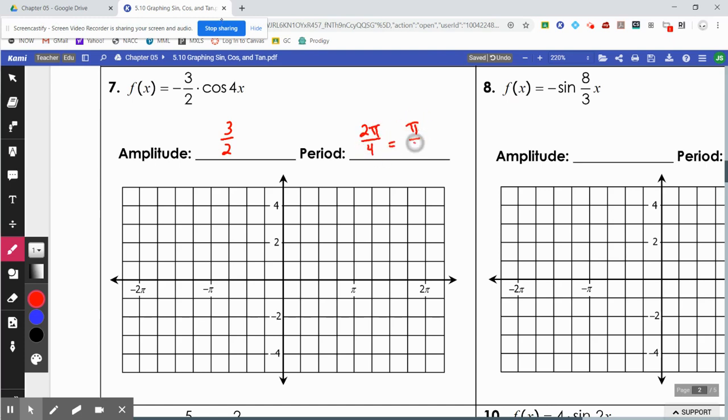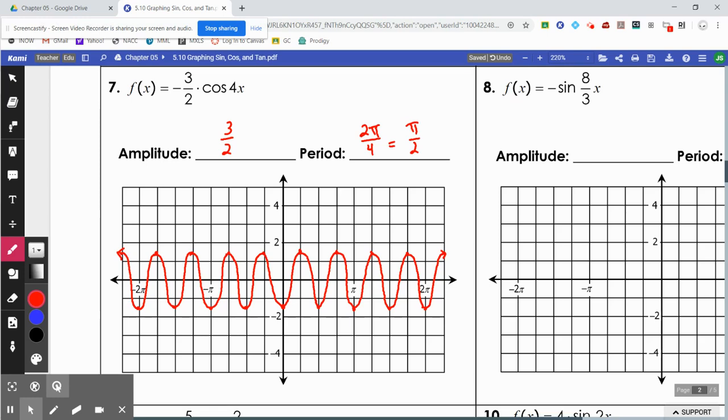So it's going to be pi over 2, which is 90 degrees, should be our period. Plug in some points and let's graph it. So this one was a little bit trickier to graph.